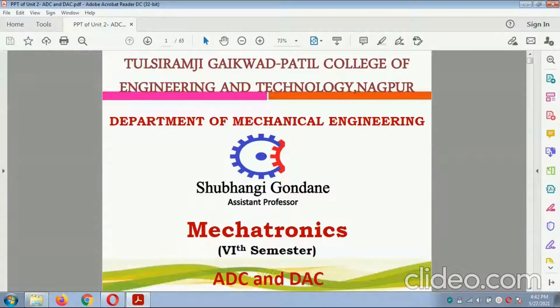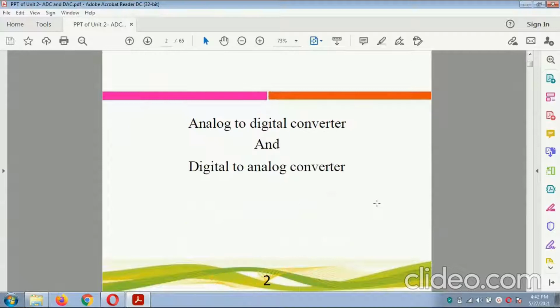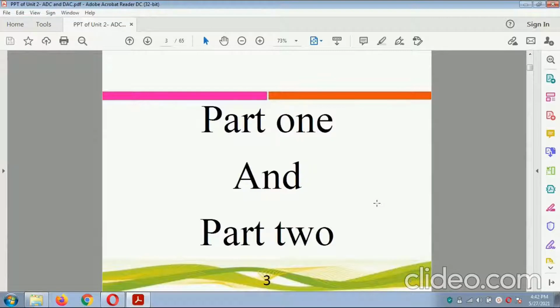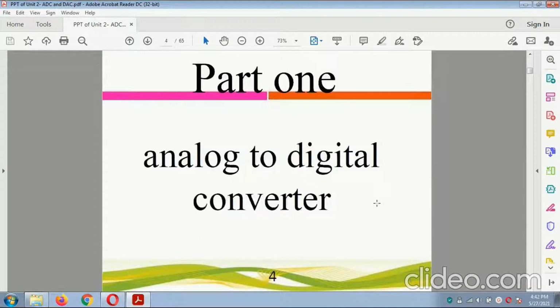I am Shubhangi Gondane from the Mechanical Engineering Department, and today we study the ADC and DAC system. ADC means analog to digital converter and DAC means digital to analog converter. Part A and Part B, that is Part 1 and Part 2, are the two parts of this presentation. Today we start with Part 1, the analog to digital converter.